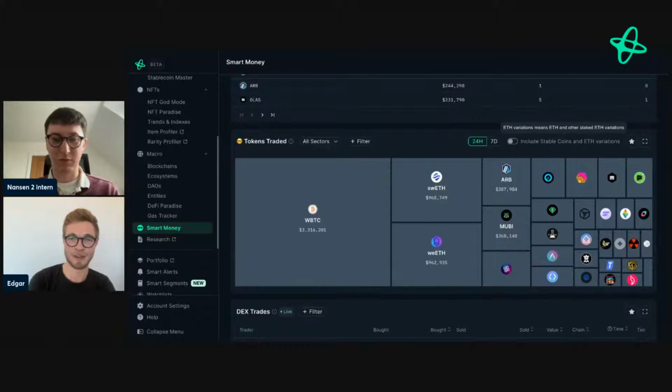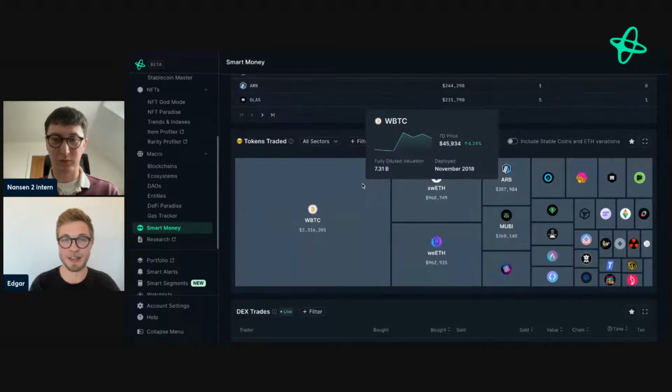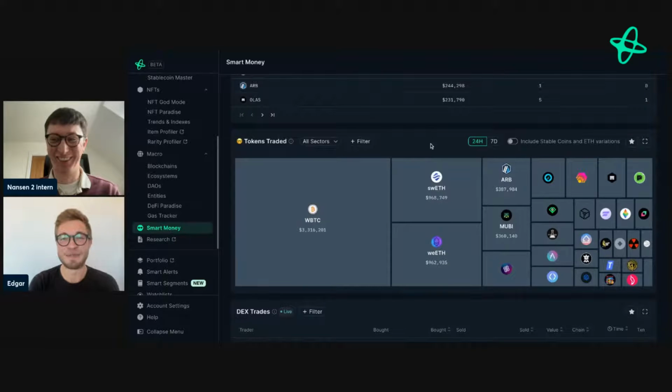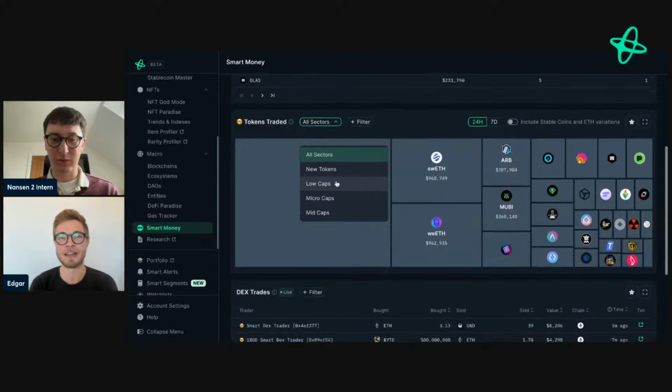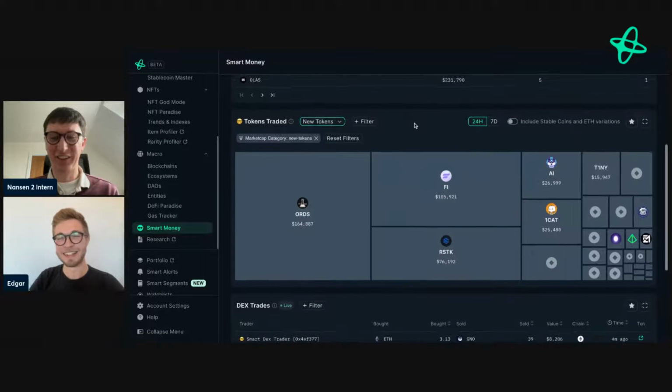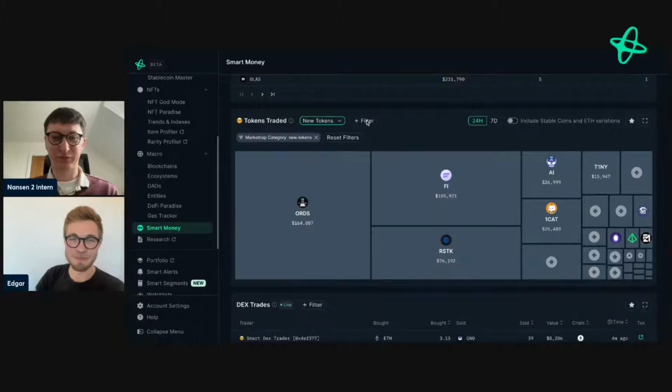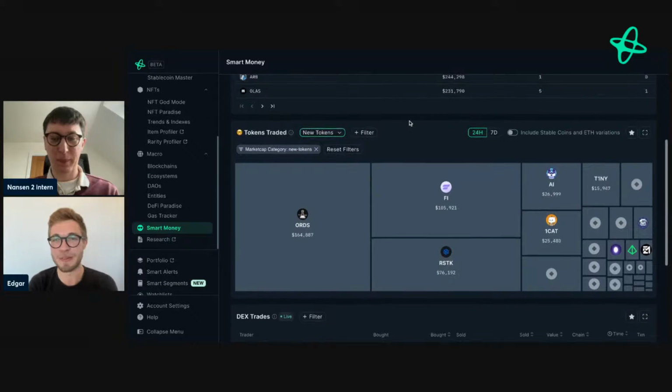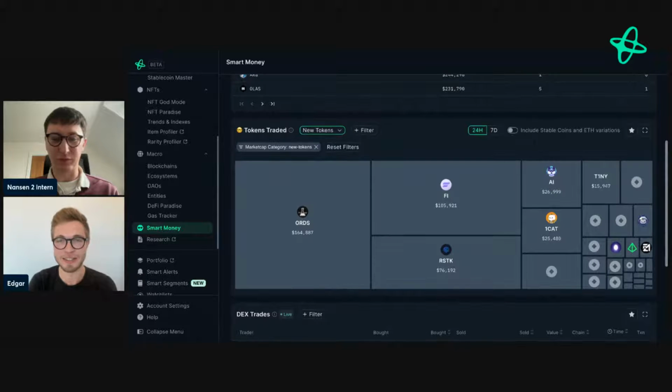Obviously Bitcoin has been running the show in recent days. We can then open up the all filters, and here we can look at only new tokens. New tokens is everything that's launched in the last, I think it was 30 days. I always have to check, was it 30 days, 90 days? I think it was 30 days. We should add that little snippet there. That would help. Yes. So for example, here you can see the top tokens traded. There are other ways that you can dive into this.